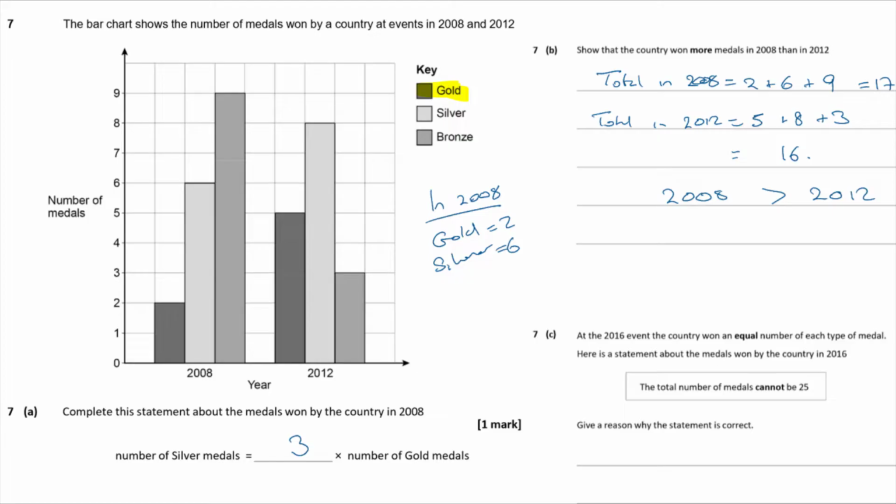Okay. Well, if they won an equal number of medals, then the total number of medals must be divisible by 3, mustn't it? Because you're going to have 3 times the same number. Now, 25 doesn't have 3 as a factor, and therefore it cannot be the total number of medals. So that's my reason. I'm going to say that 25 does not have 3 as a factor, so it cannot be the total.